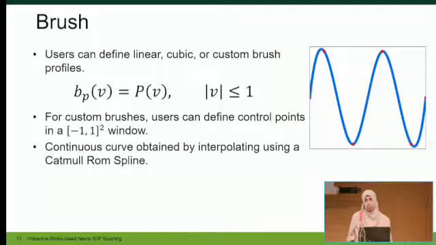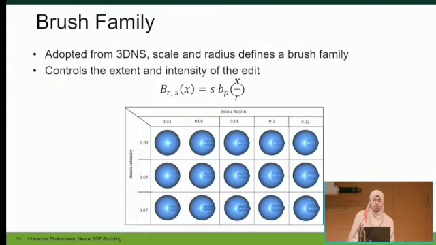So the users can define any sort of analytic brush. It is a polynomial, or it could be just obtained by drawing some control points on a -1 to 1 window, and just interpolating them using a Catmull-Rom spline or any other spline that they prefer. This brush can be extended to a brush family by scaling it with the radius and multiplying it with a certain intensity, so that we can get a range of the brush of its extent and of its intensity. So we have a subtle edit over here, and we have a strong, prominent brush with high intensity at the bottom right.